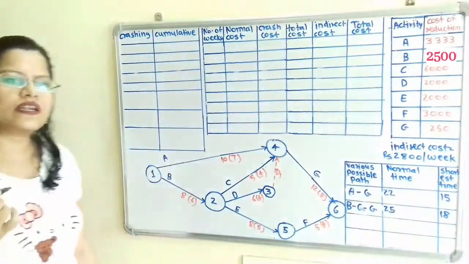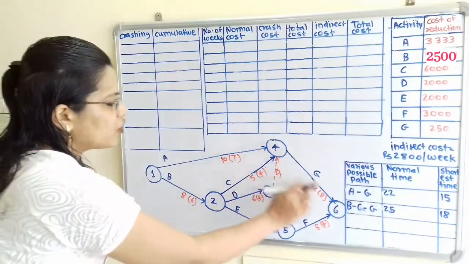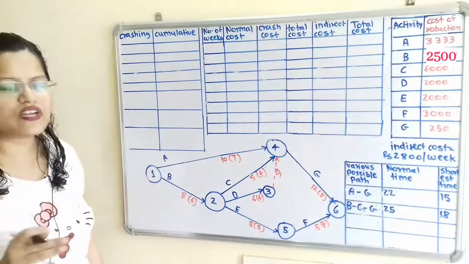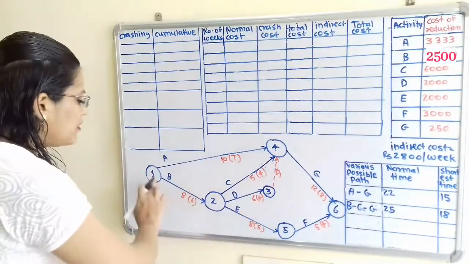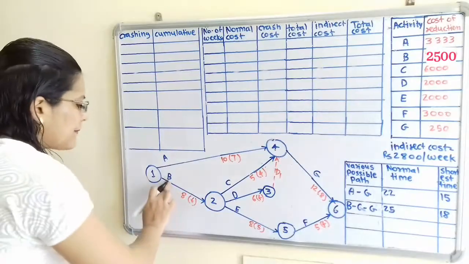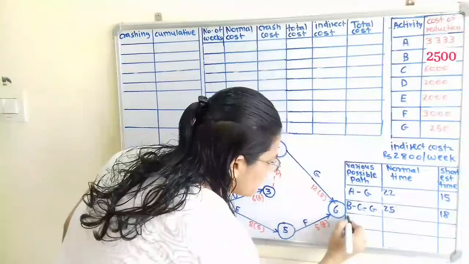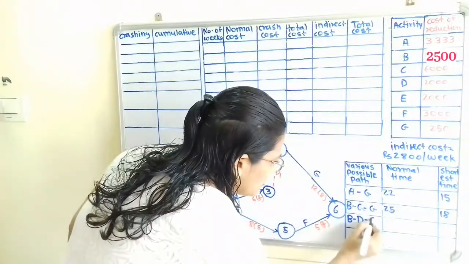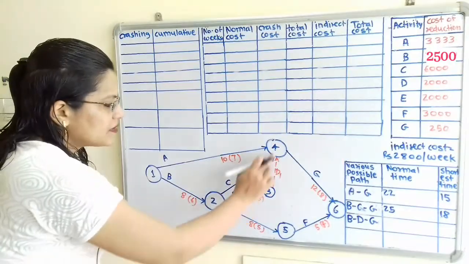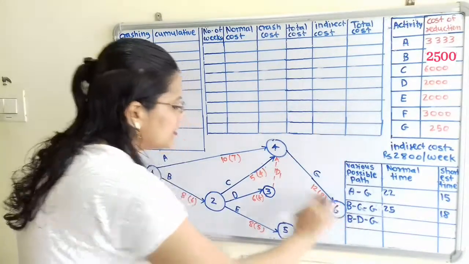Now we will move to the next path. So the next path is 1, 2, 3, 4, 6. Now 3 to 4 there is a dummy activity, so we will not consider this. So in this, which activities are involved? B, D, G. So I will write here B, D, G. Because this dummy activity is nothing but a dummy activity for D, so we have considered D here.